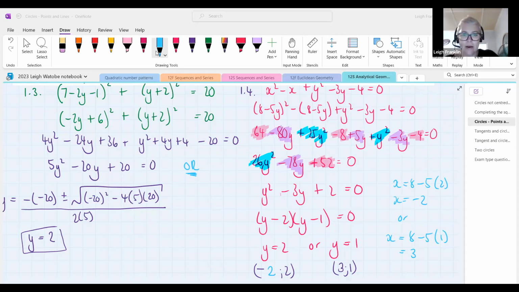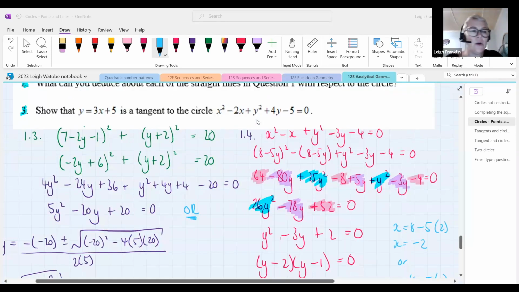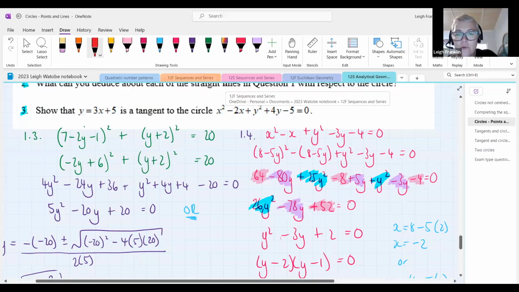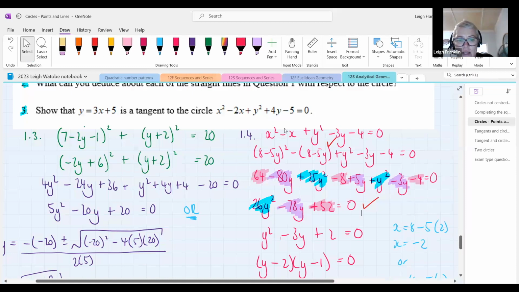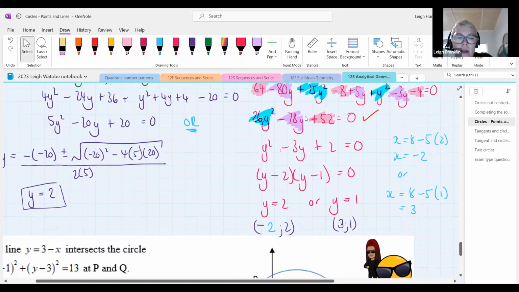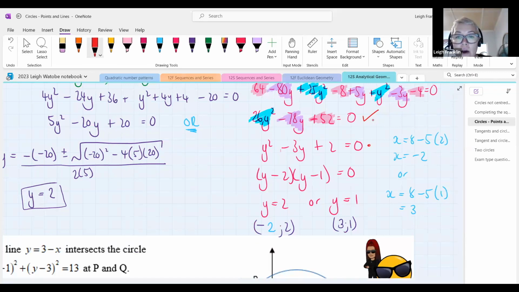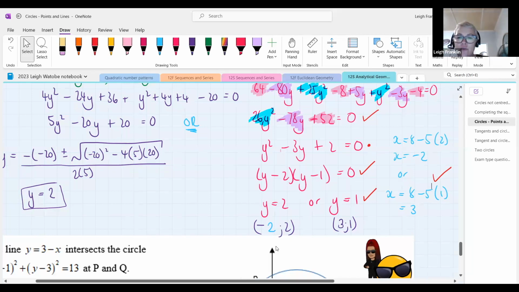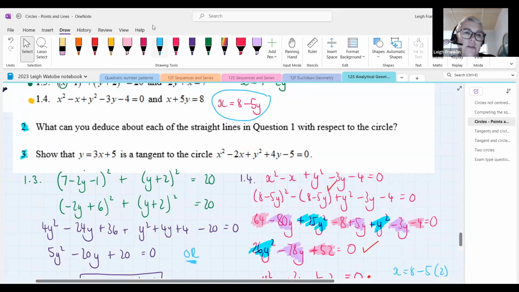Good question, Penga. There's always going to be a mark for substituting in. So there would be a mark for this line over here for subbing in. Then I would imagine there would be a mark for this line over here, either the 26y squared minus 78y plus 52, or on standard form over here, that line there. A mark for your factors, a mark for your y's, and a mark for your x's. So 1, 2, 3, 4, 5 marks.